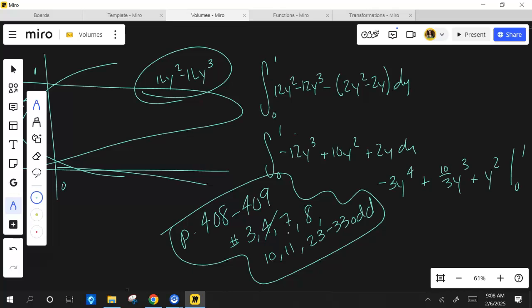Every one of these is set up to be easier to do with respect to y instead of with respect to x. That's why. Well, we just did 4. You've already done it.